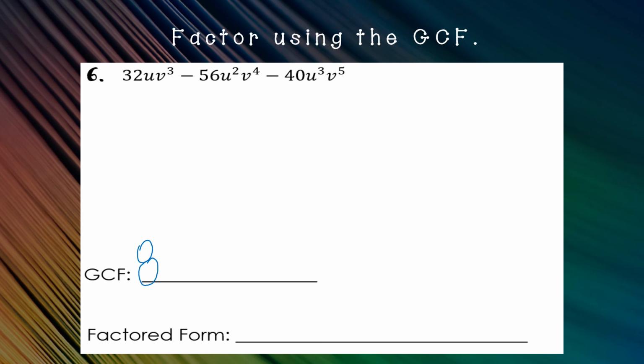Do they all have a u? Yes, they do. Do they all have a u squared? No, they don't, so u is the most you can take out. Do they all have a v? Yes. Do they all have at least v squared? Yes. Do they all have at least v cubed? Yes. Do they all have at least v to the 4th? No. The most they have in common is 3. So 8uv cubed is our GCF. So that is what we are going to divide everything by.